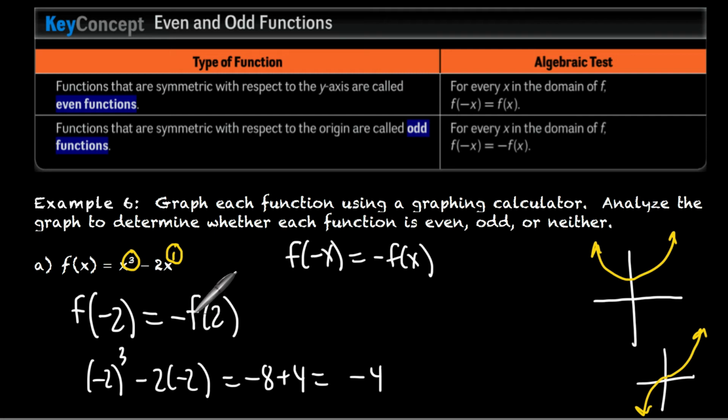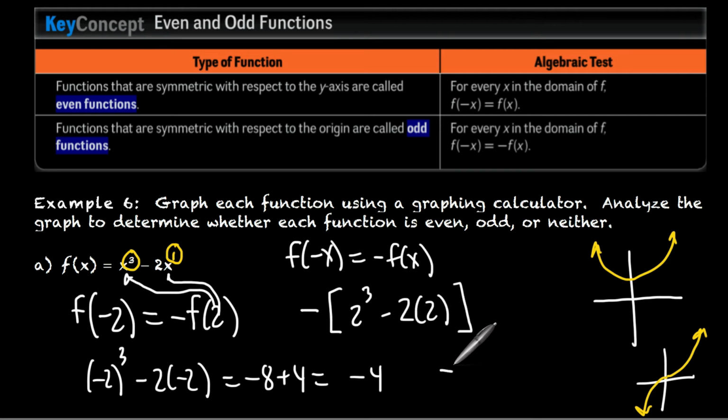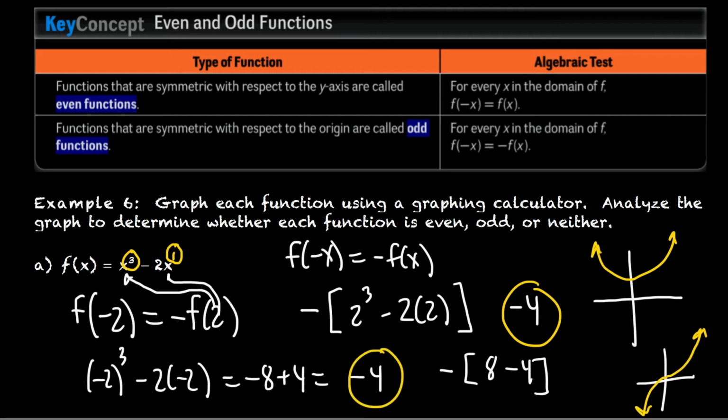Now, let's see if that's equal to the opposite of what I get when I plug in 2. Well, negative, and then I'm going to plug in 2 into this function right here and right there. So 2 to the third minus 2 times 2. So 2 to the third is 8 minus 4. Well, that's just going to be 4, but when you multiply by a negative, it's going to be a negative 4. So I want you to notice that that answer and that answer is the same. Therefore, you can conclude that this has odd symmetry.